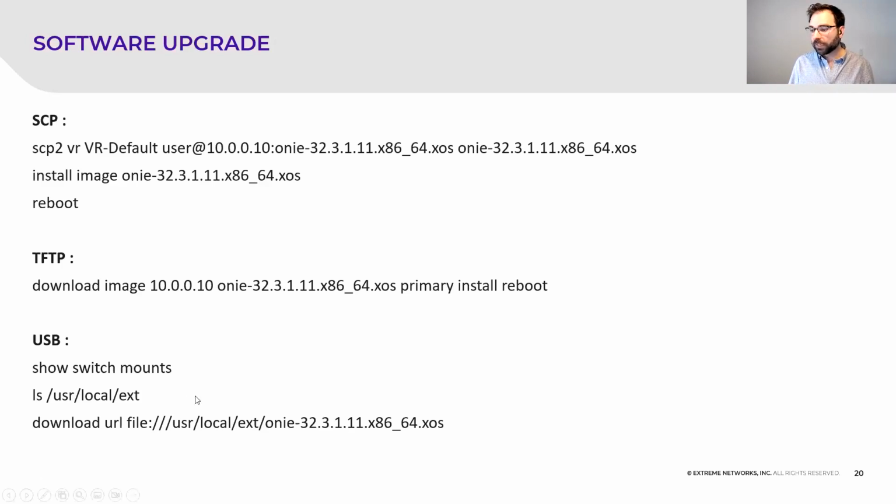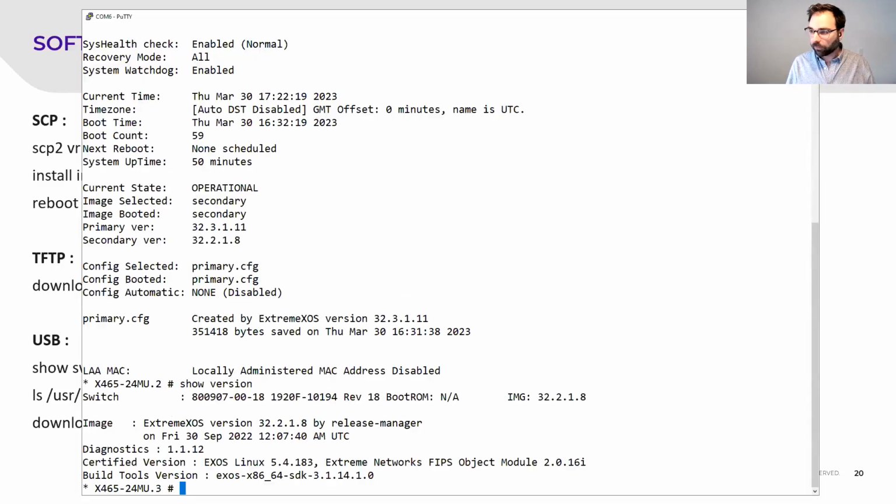So the first two commands are to see if there's a USB device present and what files are on the device that's currently inserted. Then the other command is to download one of the files to the local flash. So if we go back to our device, in our case, we will use SCP.